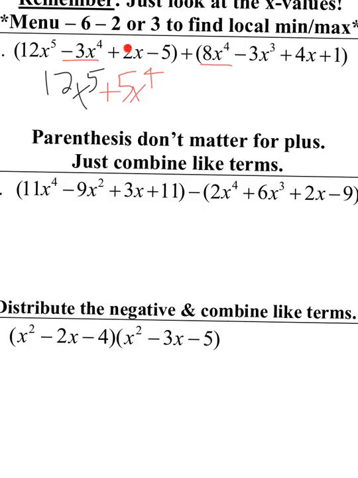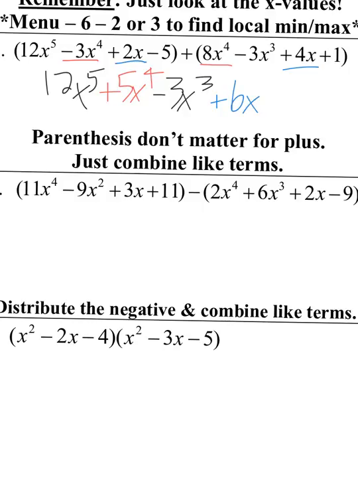So I see a negative 3x to the 3rd. I don't see any x to the 3rds here, so I'm just going to put a negative 3x to the 3rd next. All right, and then, so I had power 5, 4, 3. Are there any powers of 2? There are no powers of 2. So I'm going to move on. Are there powers of 1? I have a 2x here and a 4x there. So what's 2 plus 4? 6. So I have 6 x's.